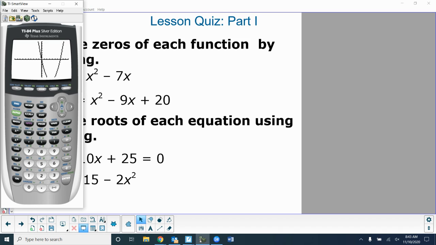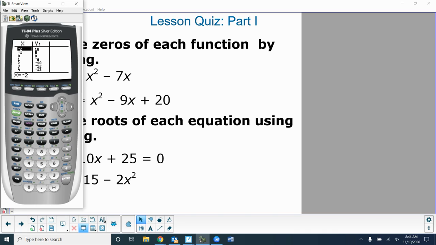What am I looking at now to find the answer? The x-intercepts, right? Where the parabola crosses the x-axis. Okay? So that looks like 0. 1, 2, 3, 4, 5, 6. That looks like 7. Okay? How can I tell for sure? Go to the table. How do I get to the table? Second graph. Okay? So I'm looking for where there's a 0 in the y column.